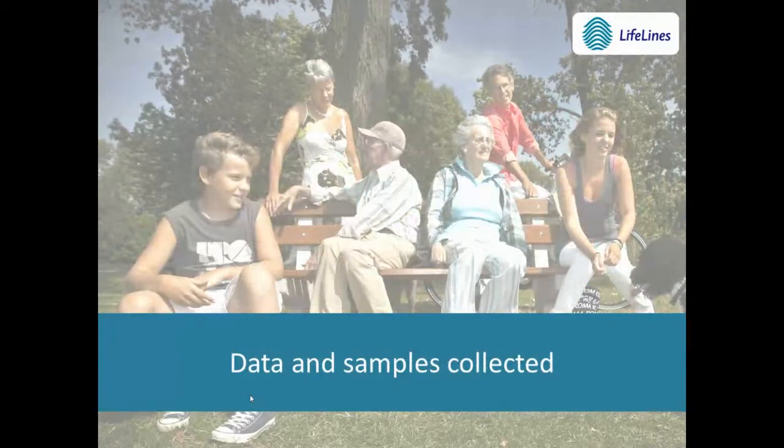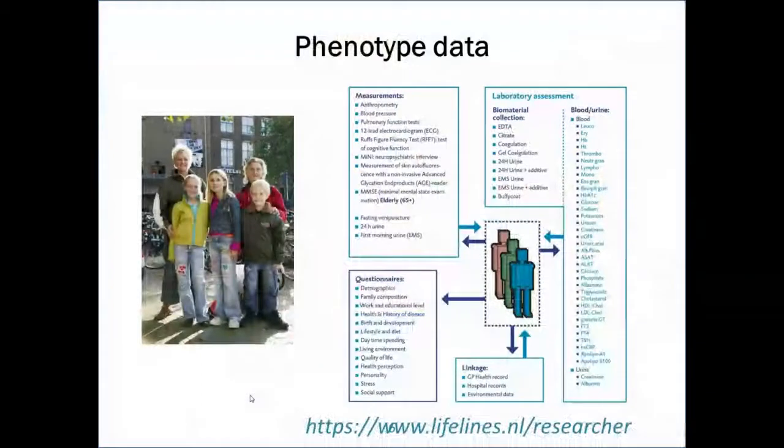So what has been collected in terms of data and samples? Well, as you have heard, there's a lot of phenotype data. This is just the phenotype data of the baseline. So we have a lot of physical measurements. We have a whole range of biomarkers, laboratory assessments from blood and urine, questionnaire data, and there is record linkage data that can also be very interesting for answering different types of questions, for example, on exposures to air pollution.